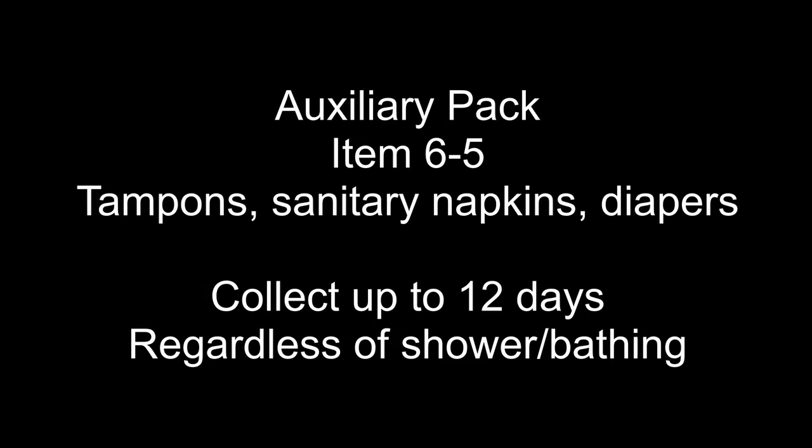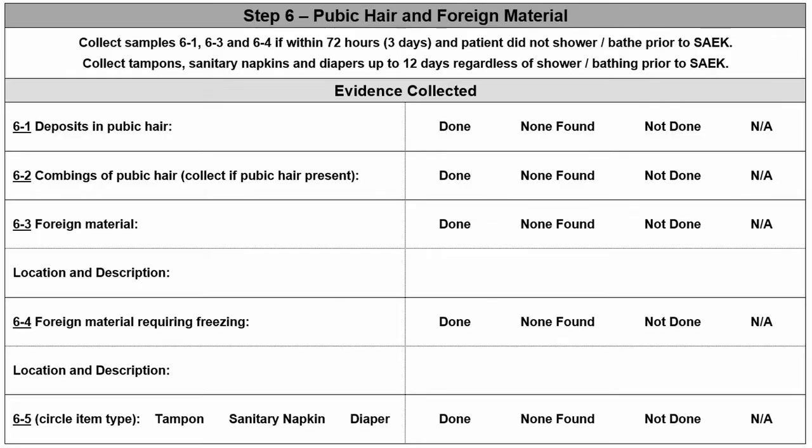Item 6-5 is found within the auxiliary pack, and this is for the collection of tampons, sanitary napkins, or diapers. These items should be collected up to 12 days, regardless of whether the patient has showered or bathed. The paperwork can then be completed. Here we'll circle none found for deposits in pubic hair. The combings of pubic hair were collected, so we'll circle done.